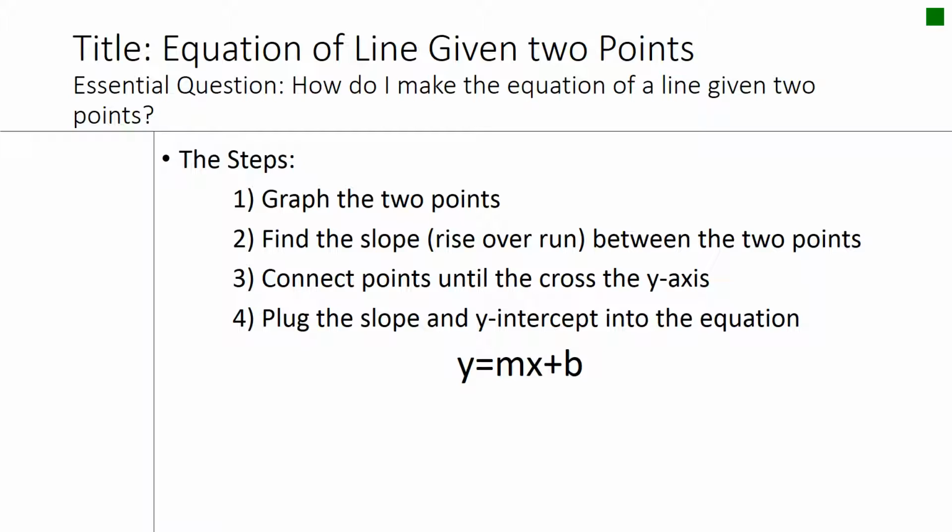And here we go. First off, you're going to graph the 2 points you're given. You're going to find the slope, and we know that that's the rise over run. You're going to connect the points until they cross the y-axis. And you're going to plug in the slope and the y-intercept into the equation, because as you remember, we have the slope and we have the y-intercept. So using 2 points, we're going to find the slope and the y-intercept. Take a moment to write down these steps, and then we'll show you what it looks like.